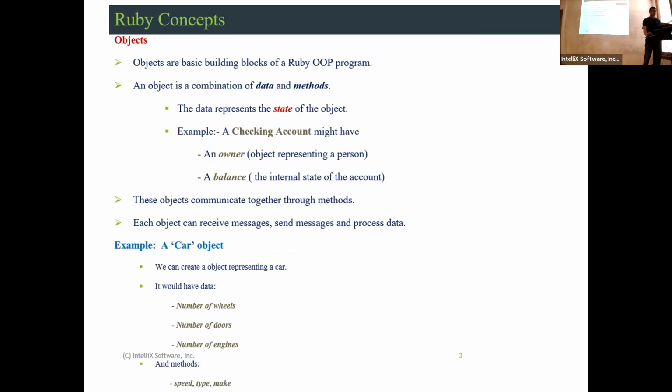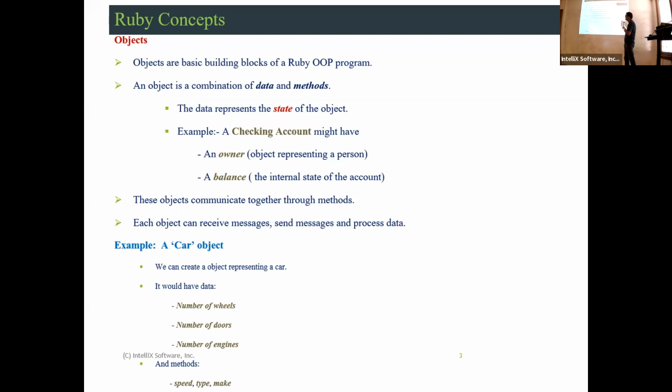All right, so let's see what objects are. Ruby is an object-oriented programming language, so it supports OOP in the fundamentals. It's a building block for Ruby. Any data type that you see in Ruby is an object. Arrays are objects, hashes are objects, strings are objects, and so forth. But what an object essentially is, in the simplest terms, is a combination of data and methods.